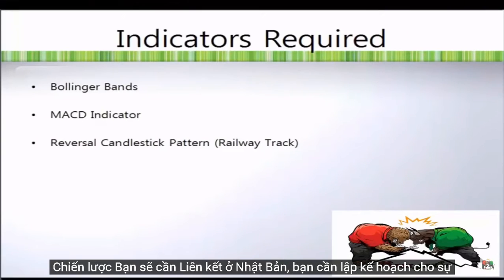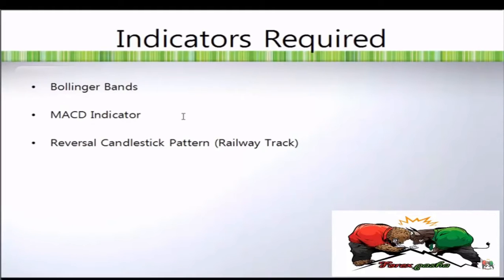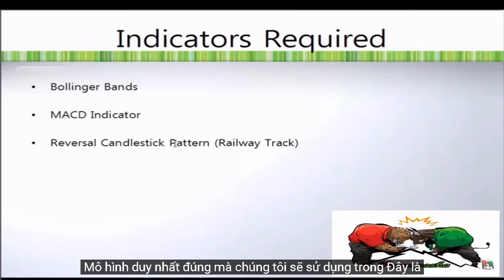Strategy. You will need the Bollinger Band. You need to plot the Bollinger Band, just a default setting. You do not have to modify anything. The MACD indicator again is a default setting, of 12, 26, 9. Default setting will do. And we need a reversal candlestick pattern.